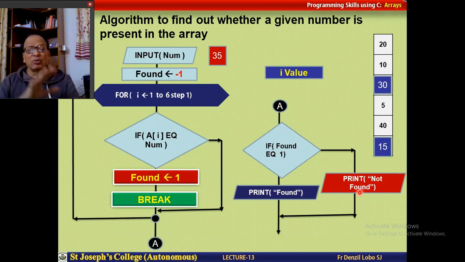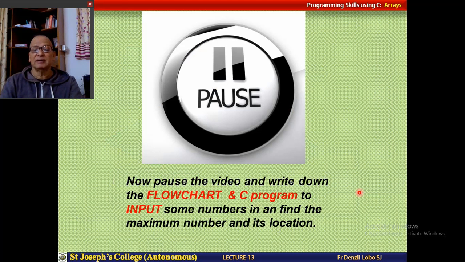Now I would like you to write the complete flow chart where you will get the value for n, you input n numbers, and then go on searching right from the beginning till the end for a given search number, and then execute this program and show whether it is working.